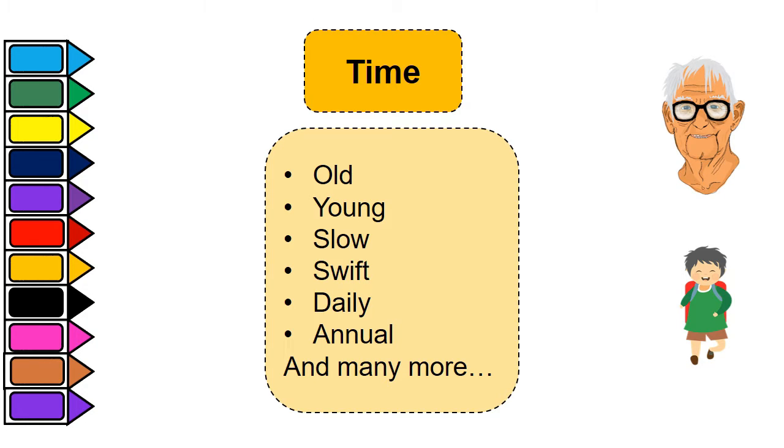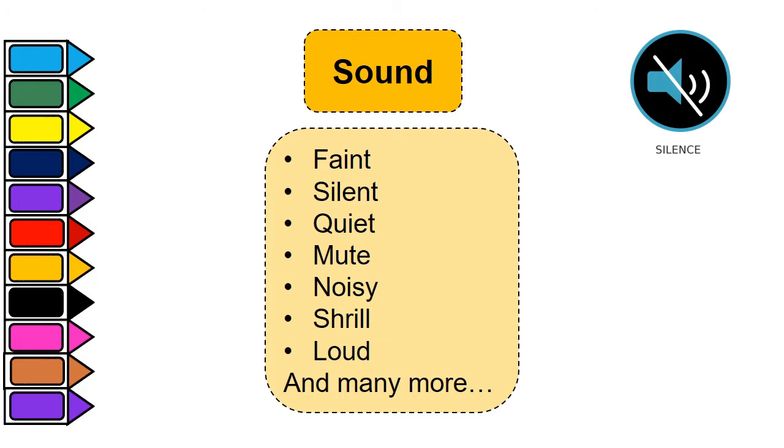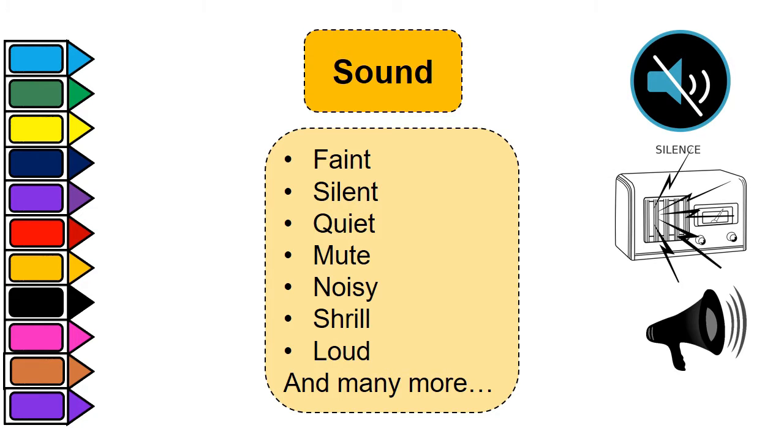You can also use words with time, such as an old man, a young boy, slow, swift, daily, annual, such words. Now you can also use sounds such as faint, silent, quiet, mute, noisy, shrill, loud, and many other sounds.